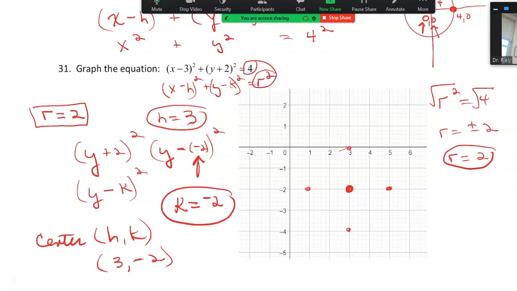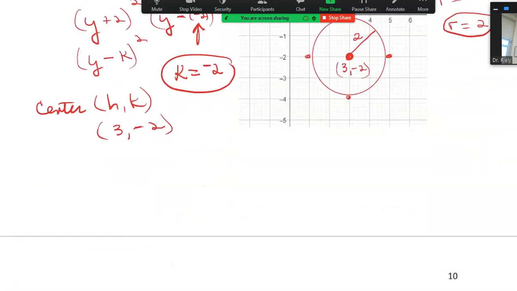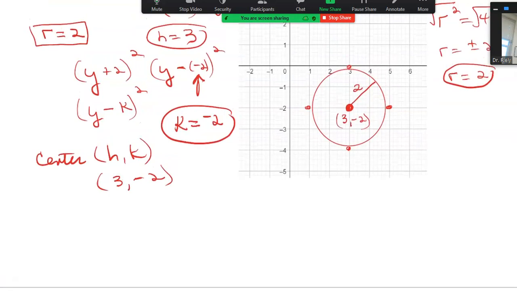So I'm going to try to draw that circle. Okay, and that worked. There you are. You have your center at 3, negative 2. And you have, I'll put the radius here, a radius of 2. All right, and that completes our review packet.